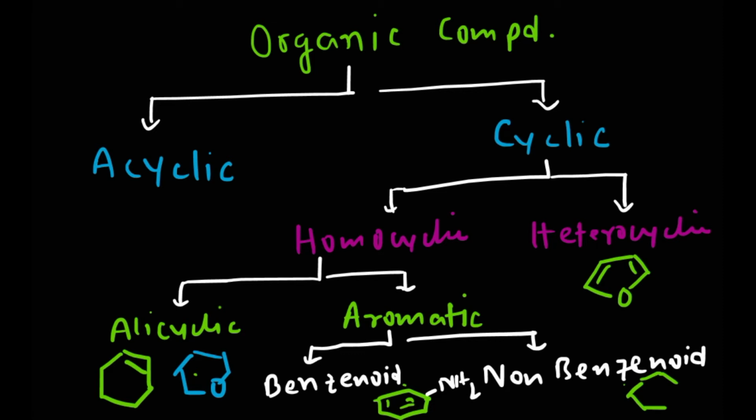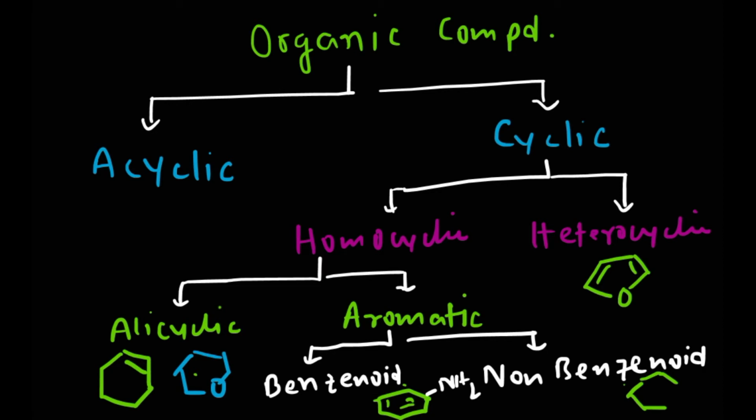Clear? But in case of non-benzenoid, due to lack of space I am not drawing it, but non-benzenoid means there should not be a heteroatom in the ring, but it should follow aromatic characteristics. There should be 4n plus 2 pi electrons, there should be delocalization, and it should be planar and cyclic. Clear?